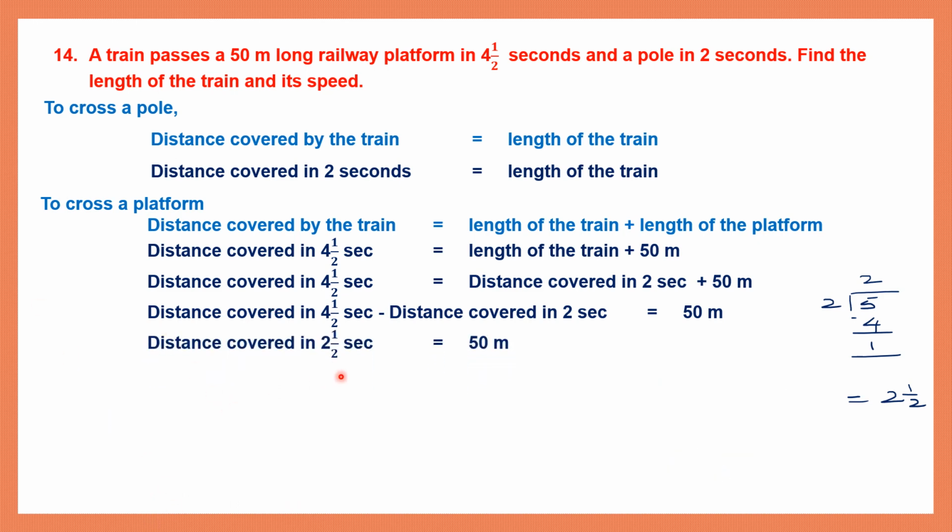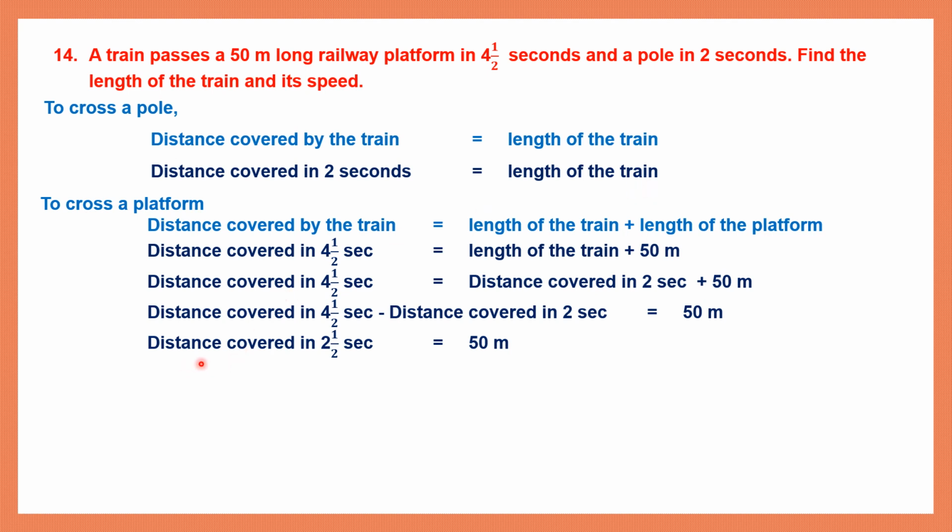So the distance covered in 2.5 seconds is equal to 50 meters. The same thing I have put here, this is equal to 50 meters. I hope you've understood till here. Now we have to find the distance covered in 2 seconds. Why? Because we have been asked to find the length of the train, and if you find the distance in 2 seconds, you will be able to find the length of the train.